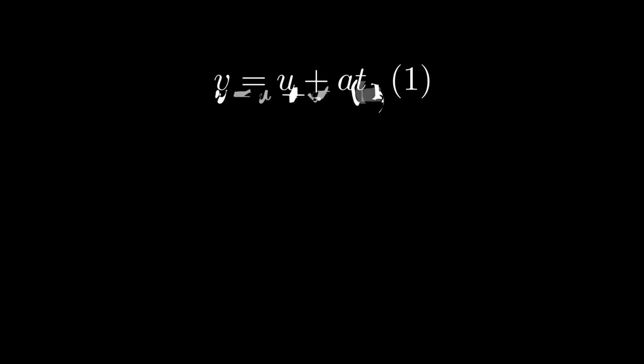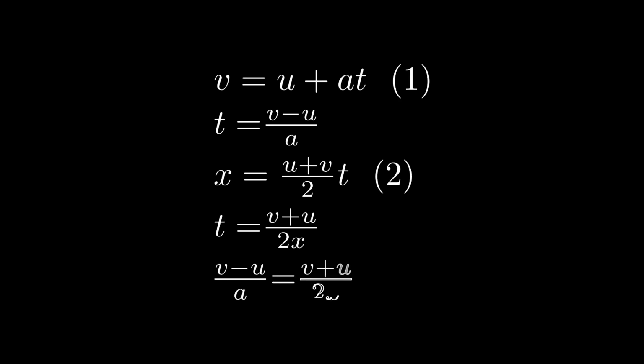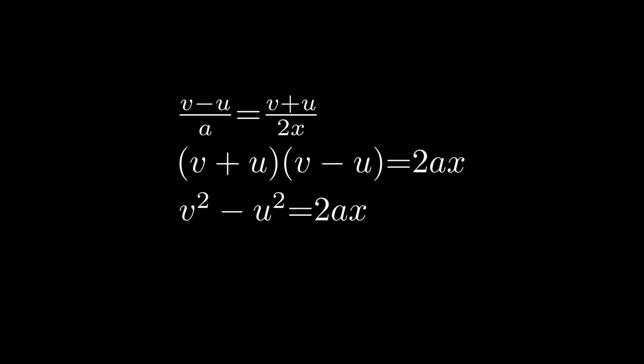Now, we can derive the third, fourth, and fifth equations using equations 1 and 2. First we make t the subject of both equations. Then we set the two equations equal to each other. From here, we first bring like terms together and then factorize the left-hand side. Finally, we rearrange to get our third equation. v squared equals u squared plus 2ax.